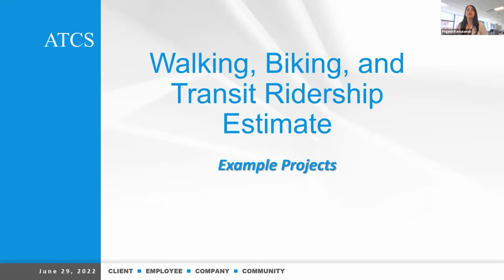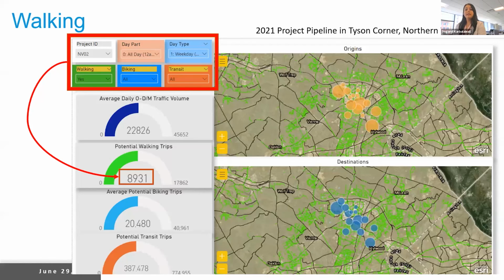Here is one example of what I am talking about, and what walking, biking, and transit ridership estimates can look like in the dashboard that we created in Power BI using StreetLight data. It has a very simple look, and it's easy to use. It's very user friendly. I'm going to show you each mode and how to read it from the dashboard.